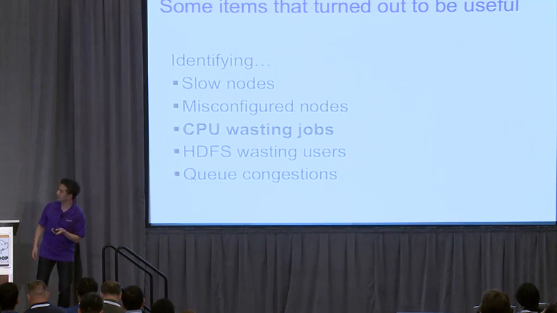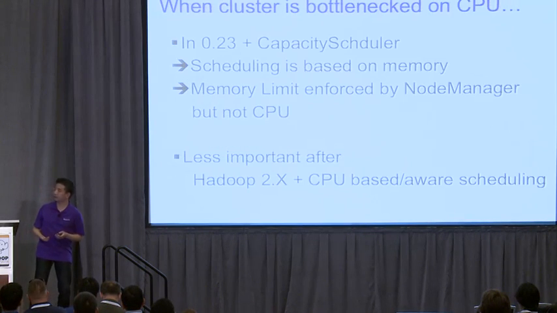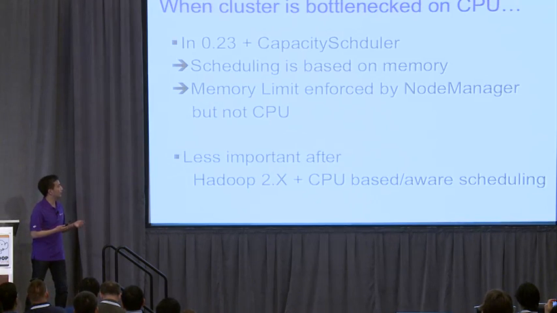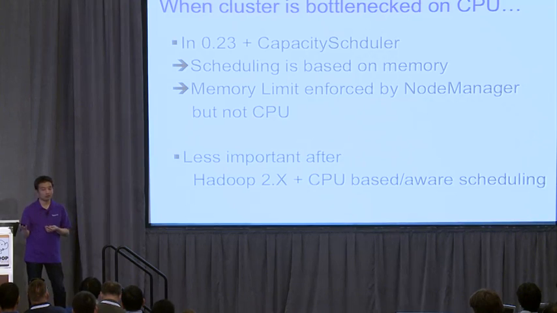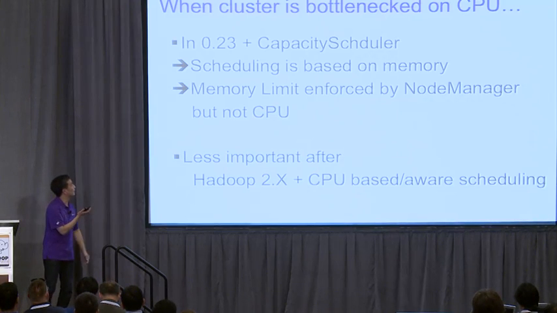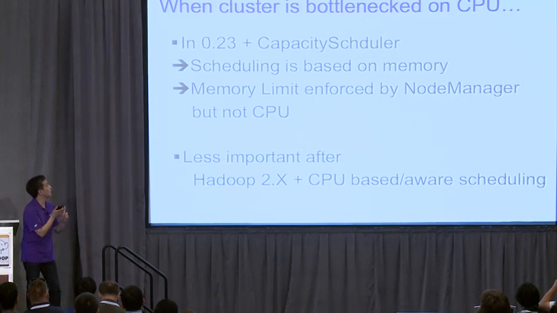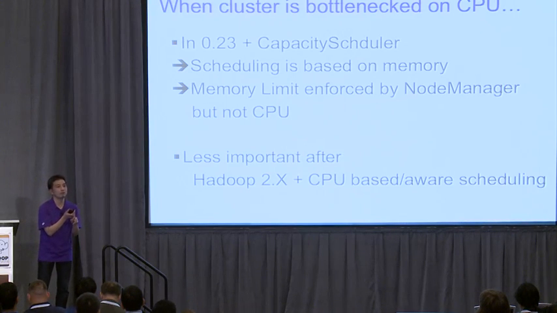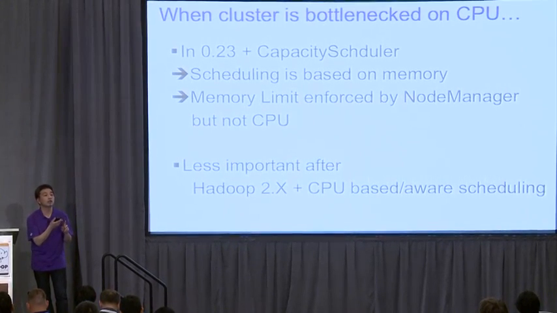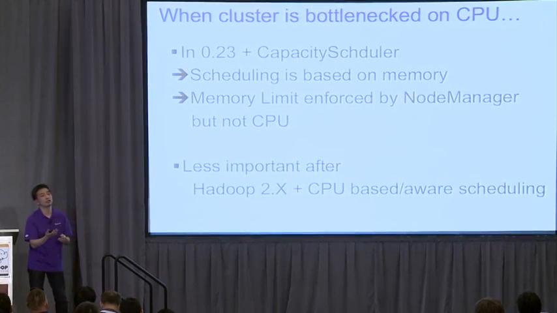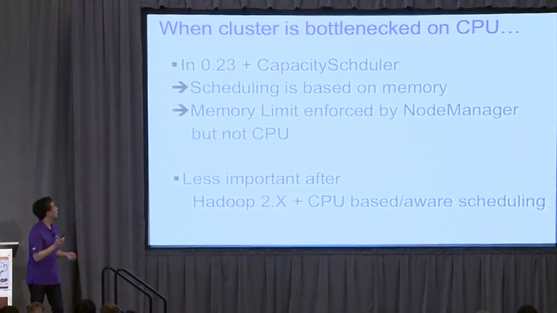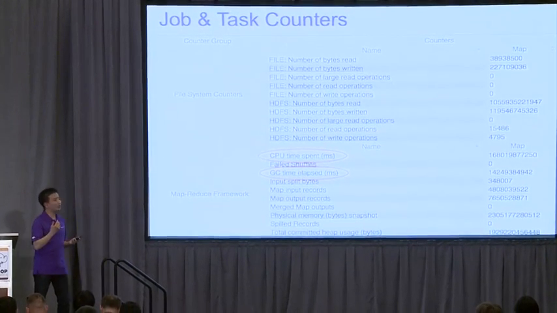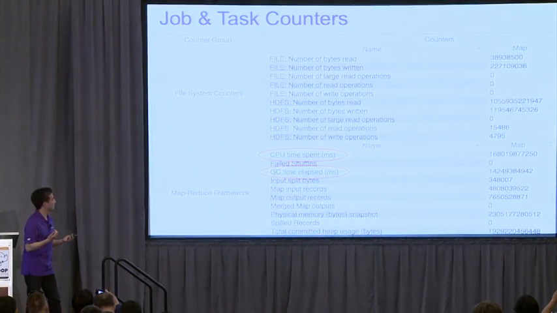The next one is a little less important compared to the two, especially because with Hadoop 2.x, you have CPU-aware scheduling, and everything is going to change. And we are still running 0.23 on most clusters. So in 0.23, with capacity scheduler, it's based on memory, and the limitation is enforced for memory, but not for CPU. So if you have a cluster with 80% or 90% CPU utilization, you would have some nodes that are extremely slow. So what I wanted to catch was, OK, which job is making that load?